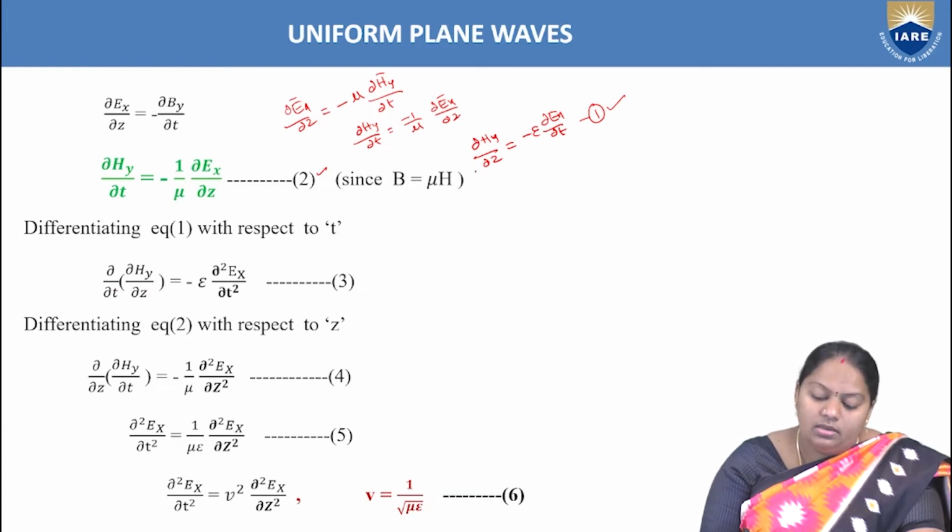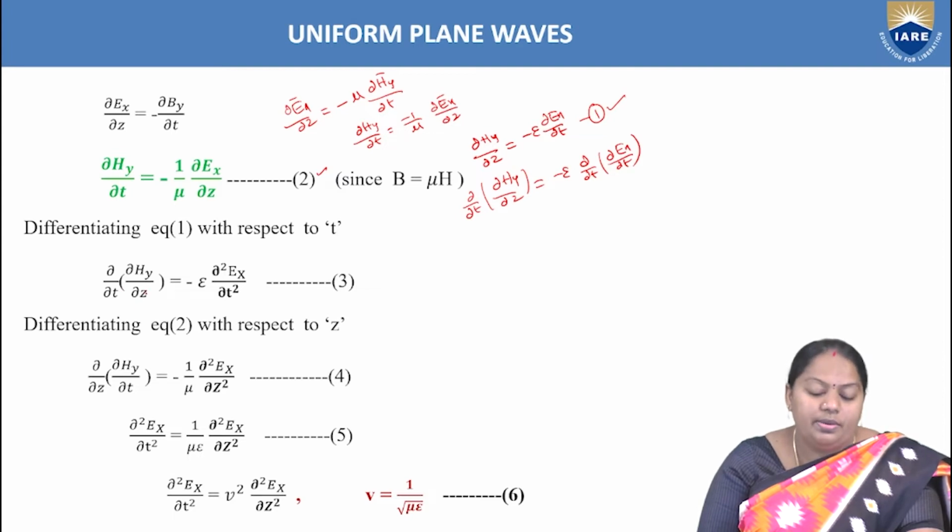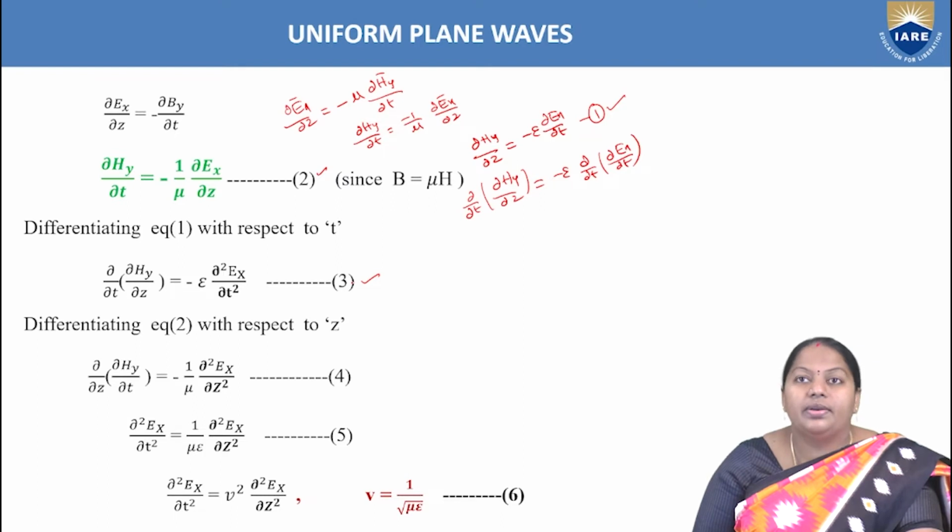So if you apply differentiation on both sides, ∂/∂t of ∂Hy/∂z is equal to minus epsilon into ∂/∂t of ∂Ex/∂t. So ∂/∂t and again ∂/∂t, hence it becomes ∂²Ex/∂t². Now consider this as another equation, let it be equation number 3.